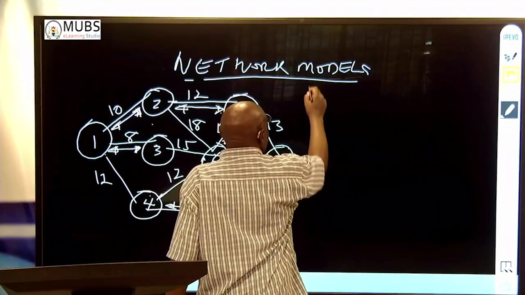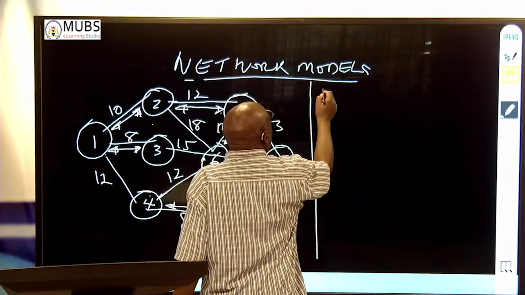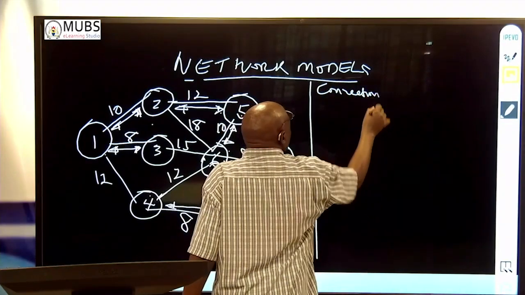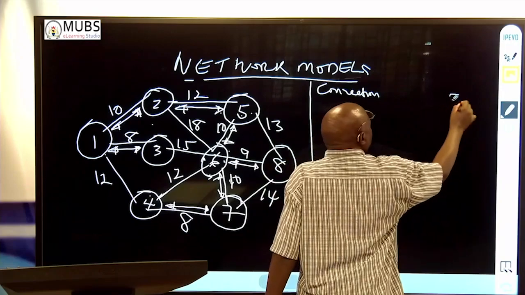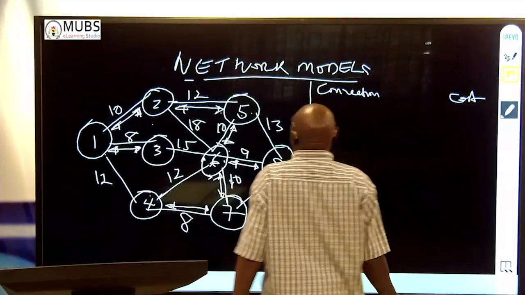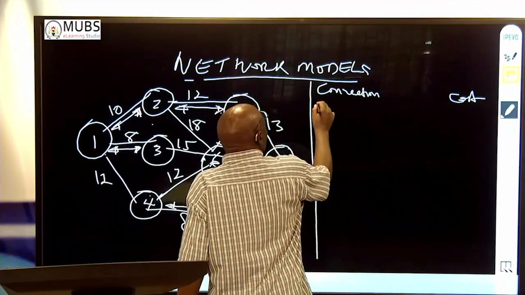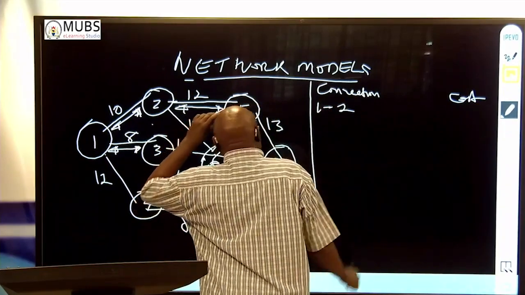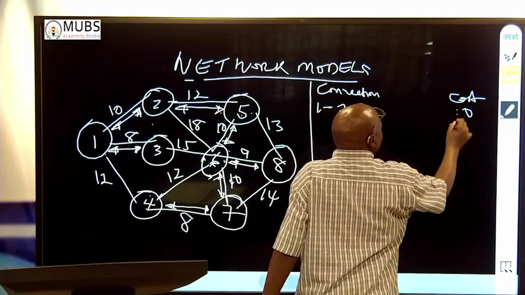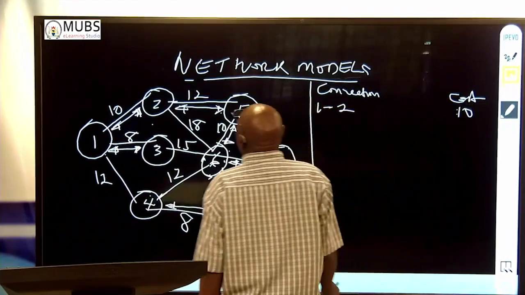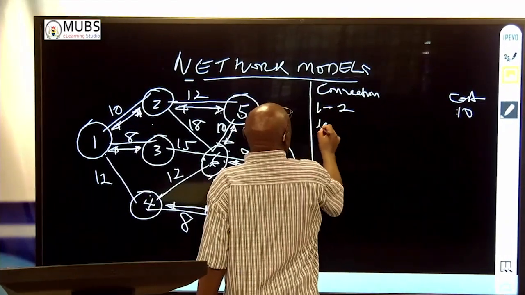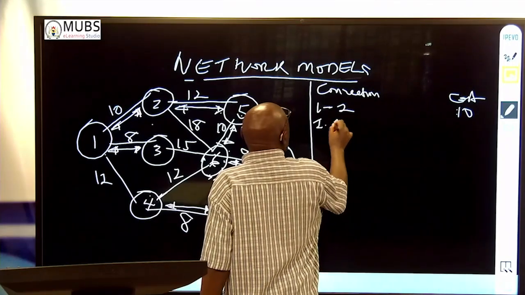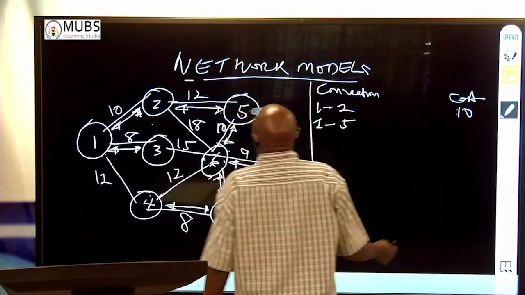Now, the solution. Connection, the cost. So you would have 1 to 2, it will give us 10. 2 to 5, it gives us 12.